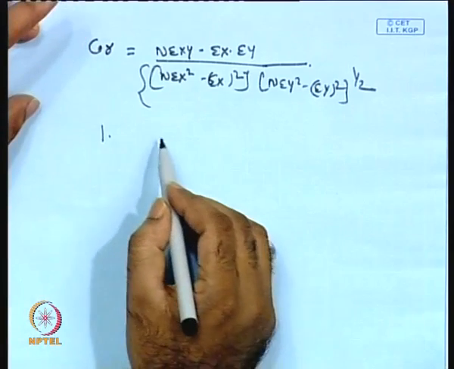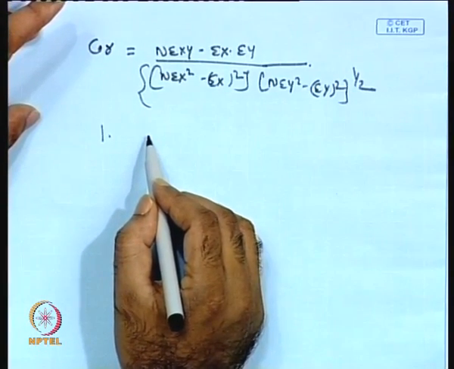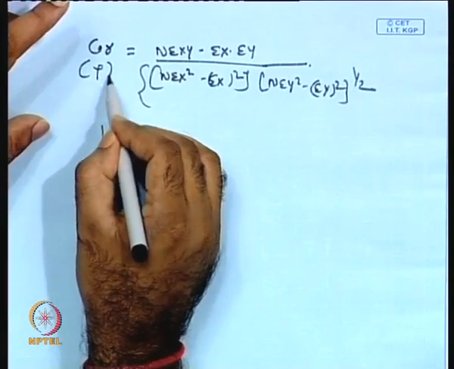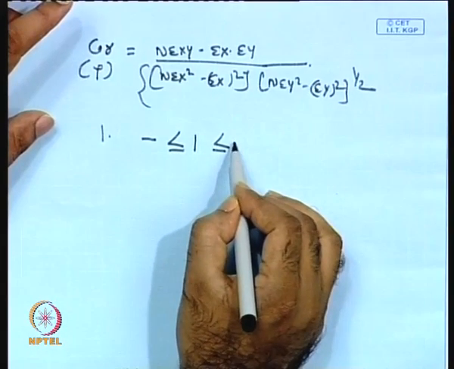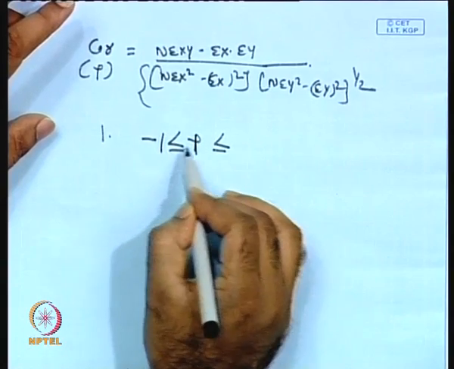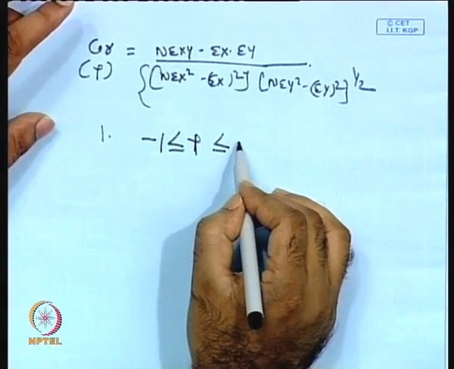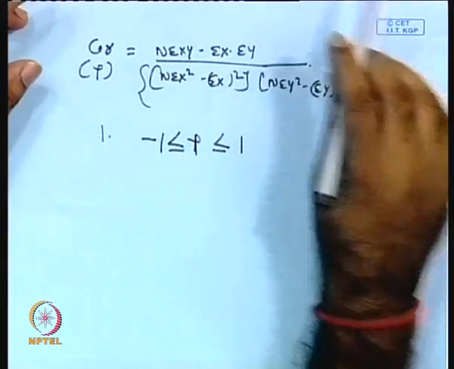first, the value of the correlation coefficient, which is usually denoted as rho, satisfies minus 1 less than or equal to rho less than or equal to 1. That means the value of the correlation coefficient lies between minus 1 and plus 1. This is the standard technique, and mathematically there is a proof. So it is always true that the value of the correlation coefficient should be between minus 1 and plus 1.